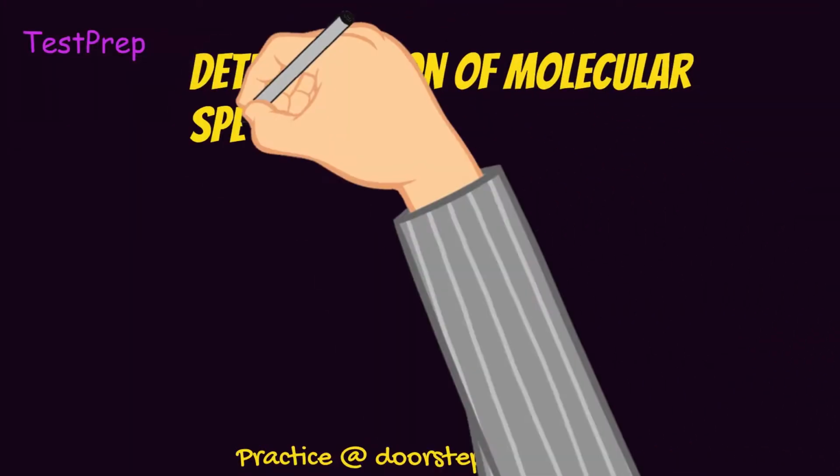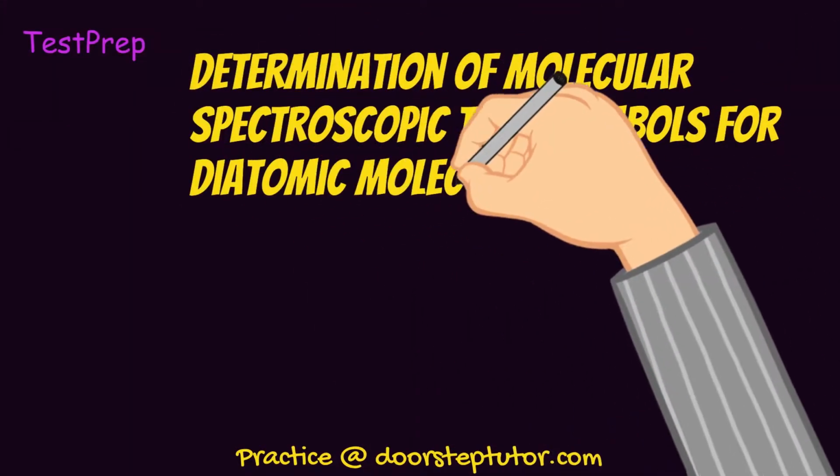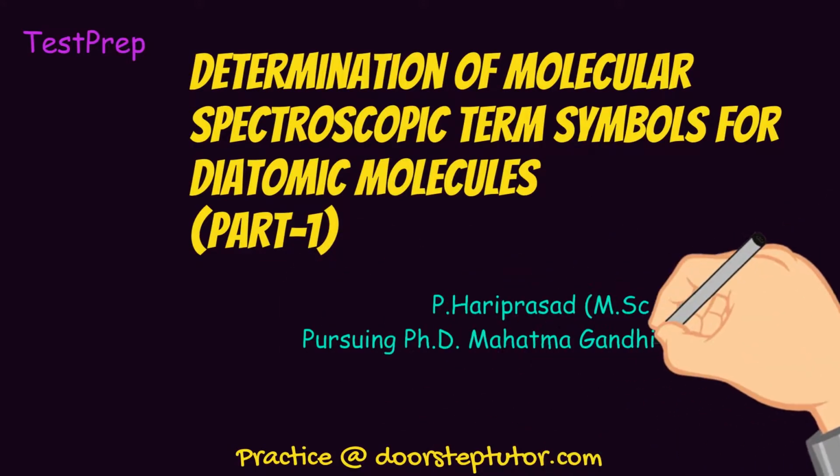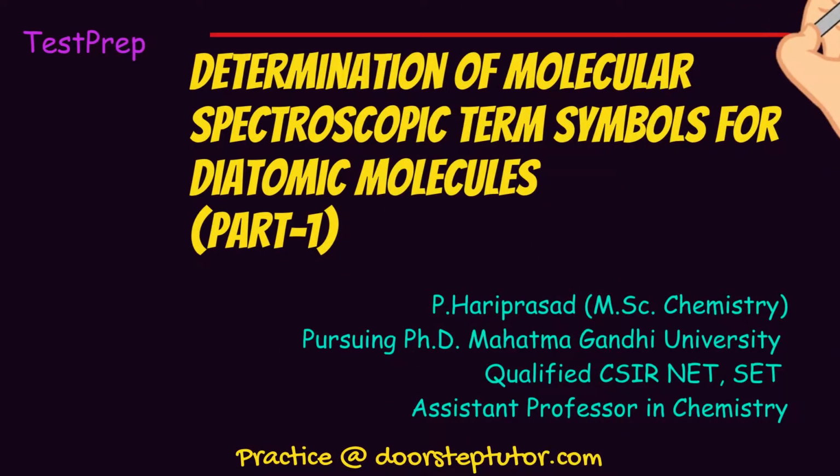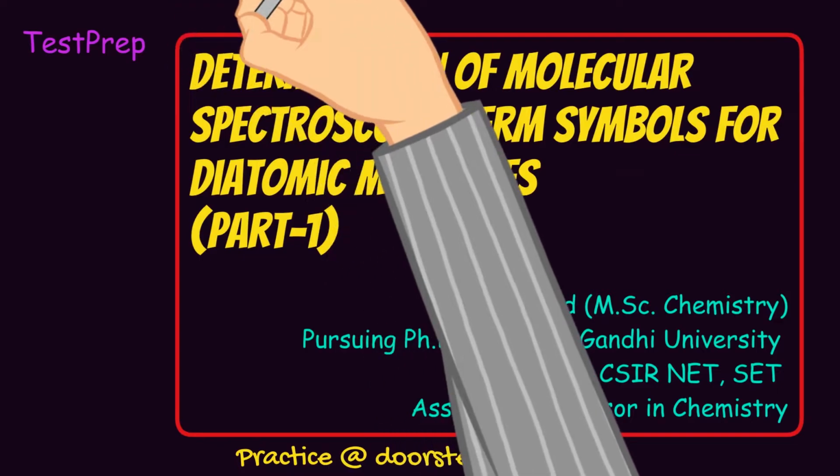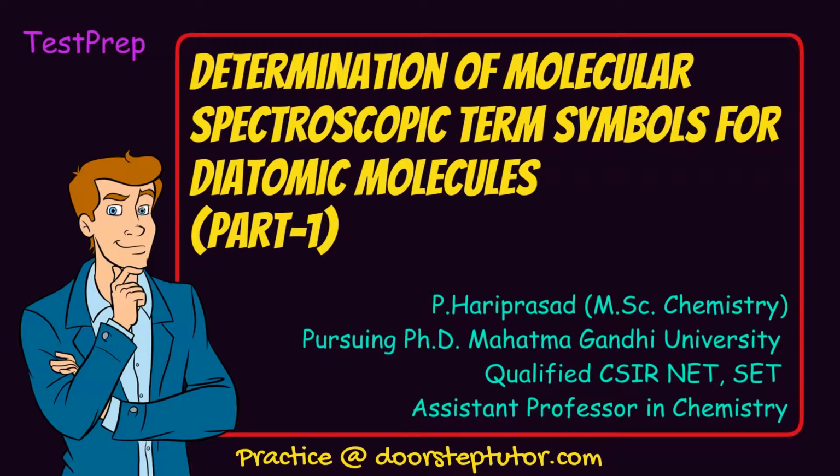Hello students. So today we will discuss determination of a molecular spectroscopic term symbol for diatomic molecule. This topic is very important for CSIR, UGC NET, IIT JAM, GATE and state level eligibility test.